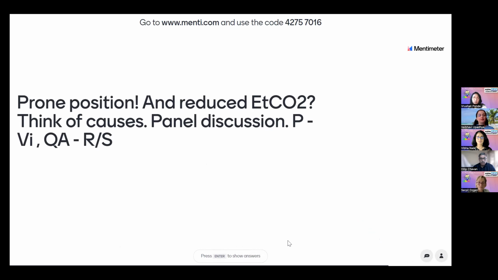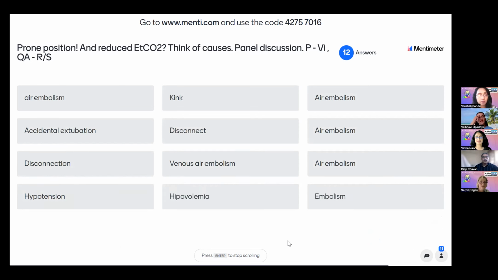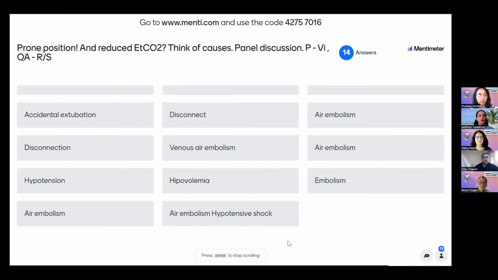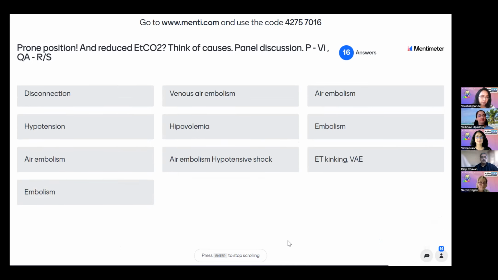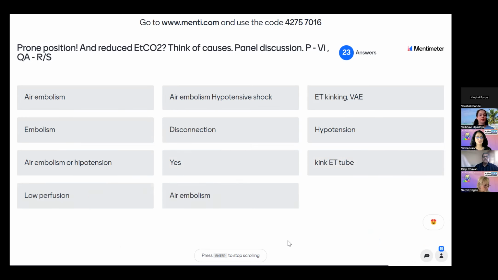So I would quickly take you through the prone position and what are the causes of reduced EtCO2. Because an incident happening in prone position is all the more challenging, like we said. So let's think of causes, apart from the red man syndrome or the vancomycin infusion reaction that happened, that could cause reduced EtCO2, especially in prone. And for the panel, Dr. Vibha, please do interact with the panel.